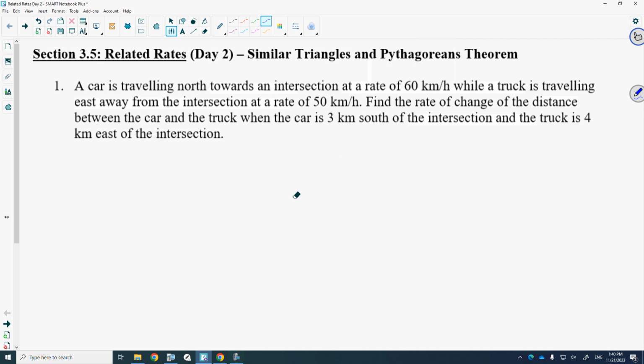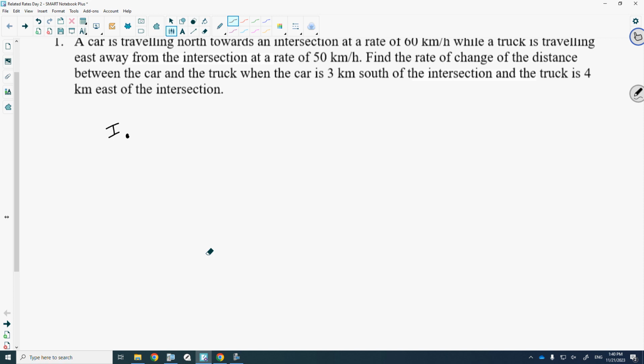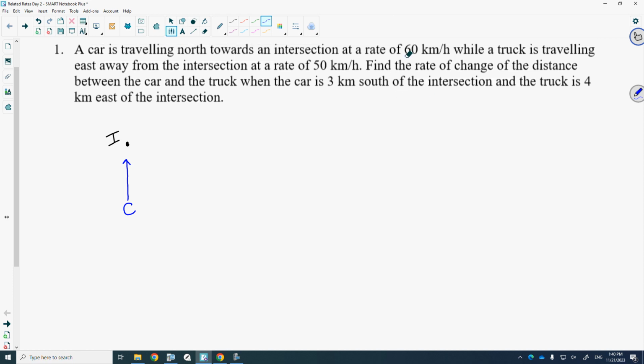Okay, so for this first question, it says a car is traveling north towards an intersection at a rate of 60 kilometers per hour. So what we want to do is we have an intersection. So we'll mark down our intersection, and we have a car traveling towards that intersection going at a rate of 60 kilometers per hour. So the car is traveling north towards the intersection, which means that where the car would be situated is south of the intersection, and the car is traveling towards the intersection, and the rate at which the car is traveling is 60 kilometers per hour.